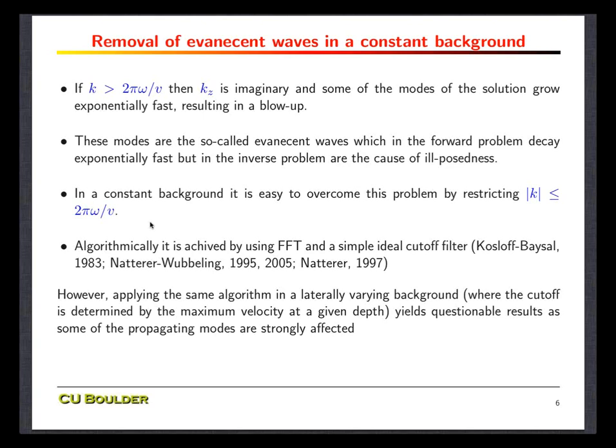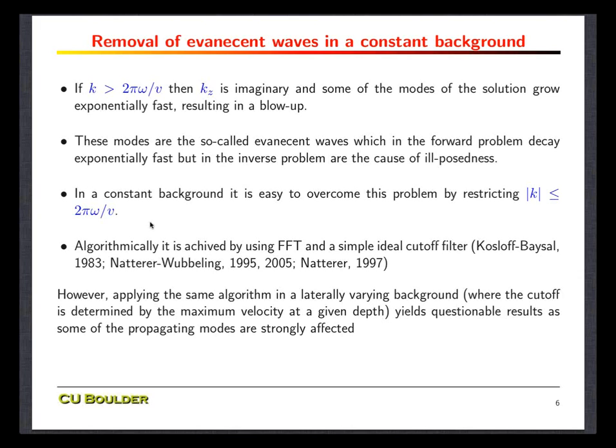Now, if the background is constant, it's very easy to address it. Essentially, you just restrict the computation to the case when k is less than that critical number, and algorithmically it's very easy. All you need to do is, at each depth step, apply Fourier transform and apply an ideal filter, killing all the modes that don't propagate, and that's it.